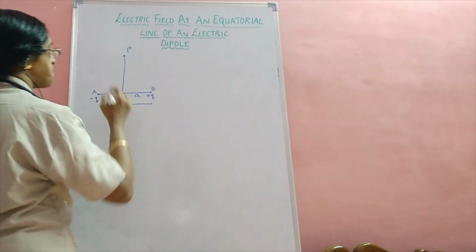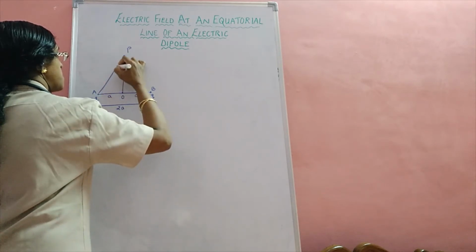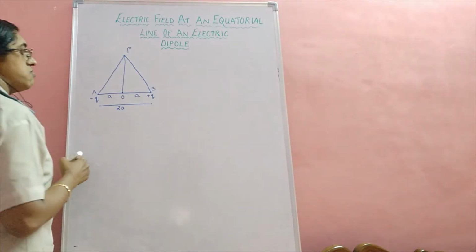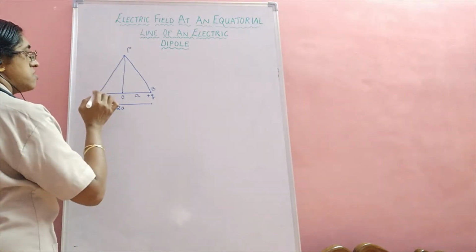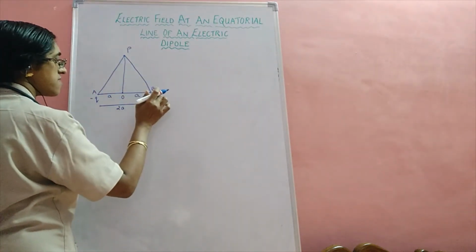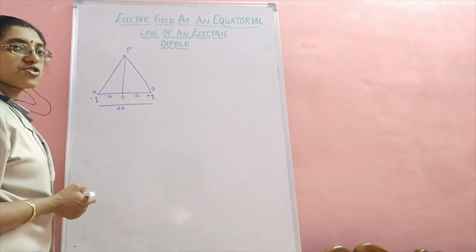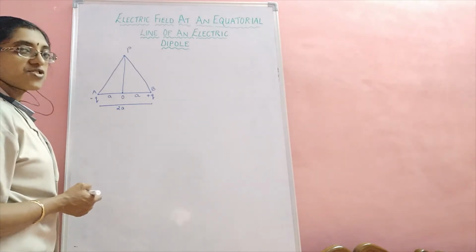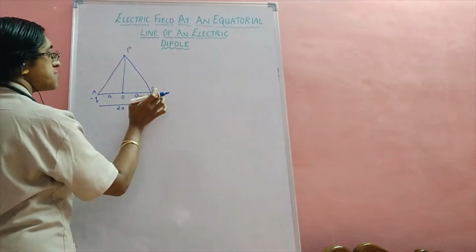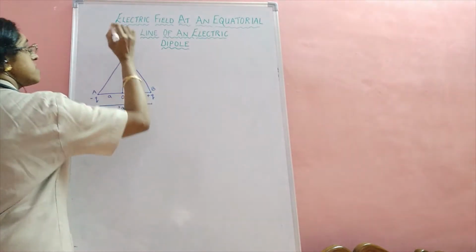Now I'll join these two charges to this point P. The electric field due to the positive charge at the point P: a test charge plus Q is placed at the point P. So the electric field experienced due to this positive charge would be along this direction.